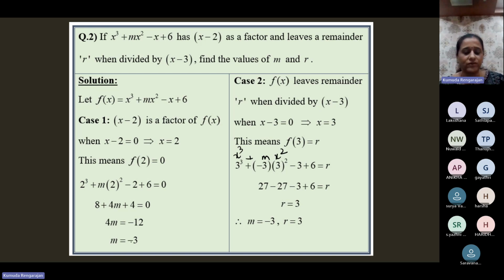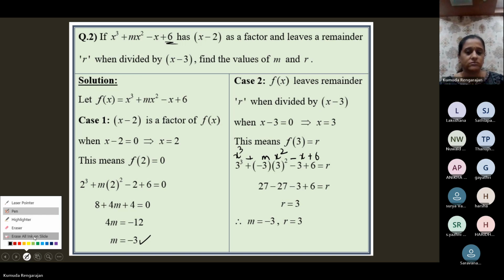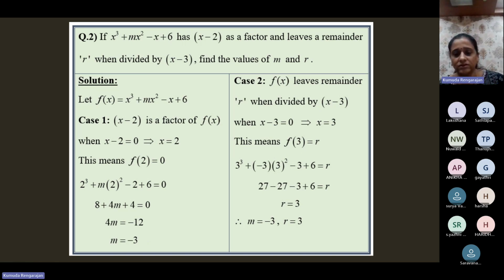What is the value of m? We found here minus 3. So minus 3, x squared, 3 squared. Then minus x, that is minus 3 plus 6 is equal to r. So now 3 squared is 9. 9 into minus 3 is minus 27. So 27 minus 27, 0. On working this, we get r is equal to 3.